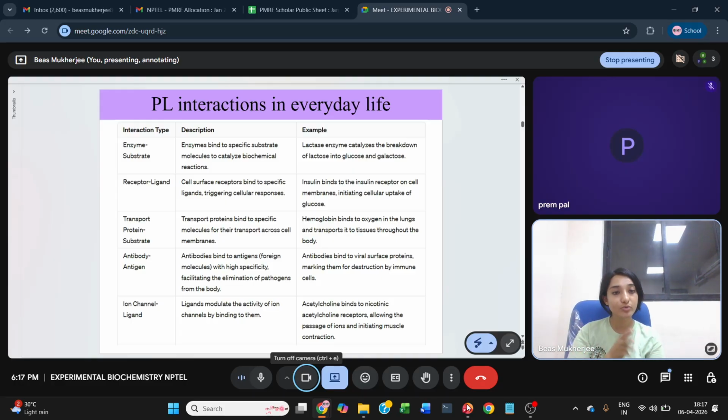For example, hemoglobin and oxygen, myoglobin and oxygen. Antigen-antibody interactions you already understand. Then there can be ion channel and ligand interaction. A lot of ion channels are ligand-gated ion channels, right? You know about them. An example given for this kind of interaction is acetylcholine binding to nicotinic acetylcholine receptors that allow the passage of ions and initiate muscle contraction.